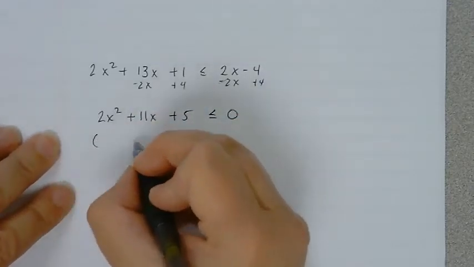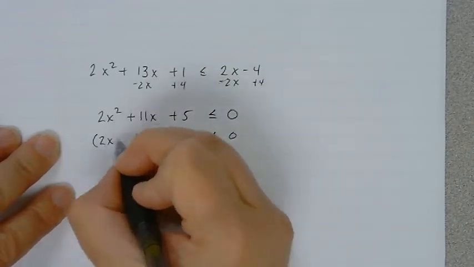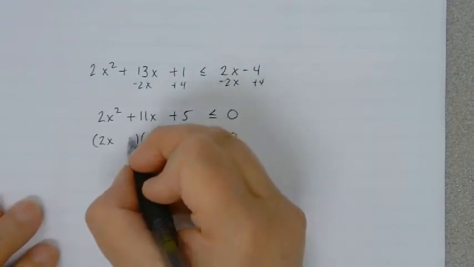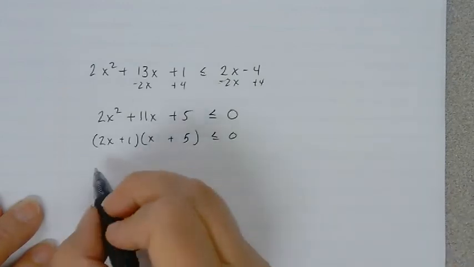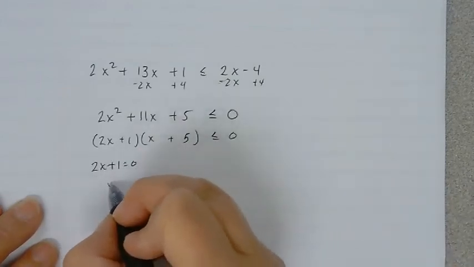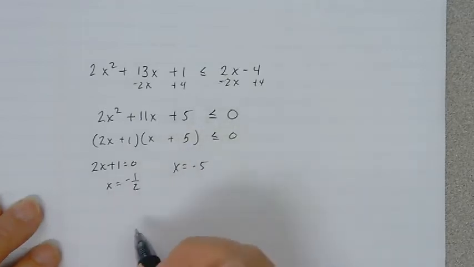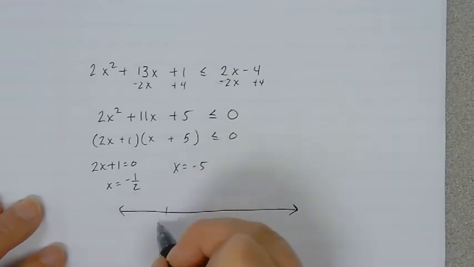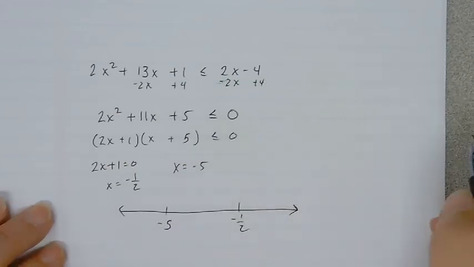So now I want to factor it to try to find my critical values. This factors to 2x and x. And I believe this should be 1 and 5, and I think they both need to be positive. So I'm going to have a critical value at negative 1/2, and I'm going to have a critical value at negative 5. So I'm going to put that on my line here. Negative 5 is here, negative 1/2 is here, and then I'm going to try values in each spot.